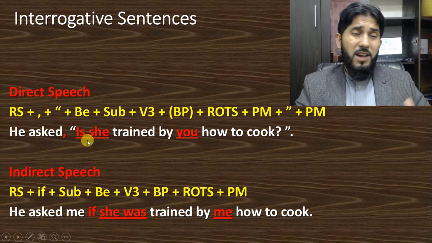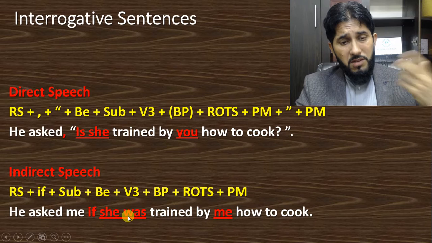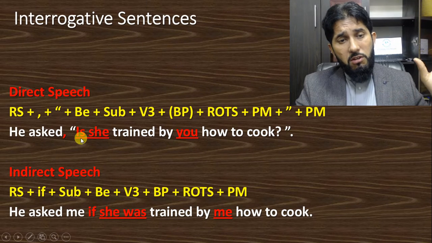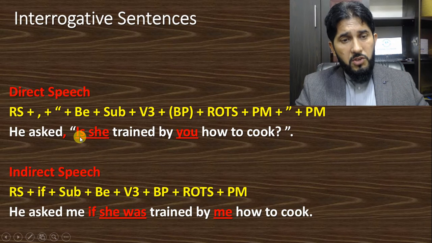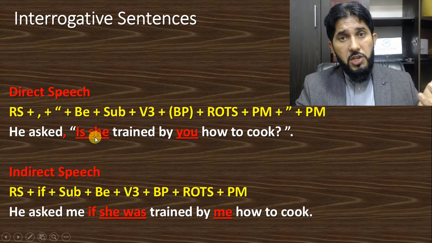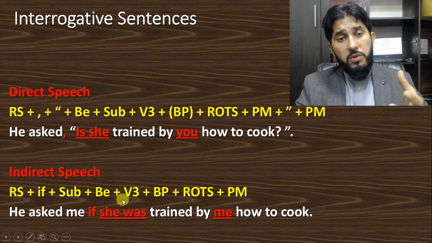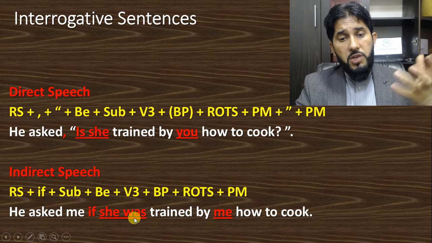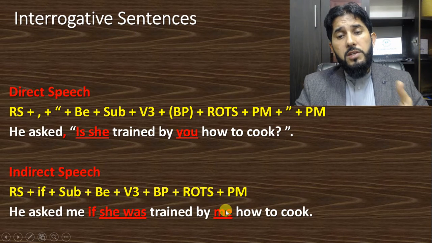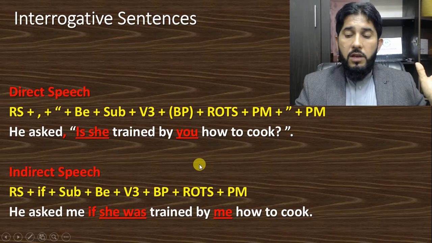And you can see the other changes, like is she is changed to if she was. First of all, there's inversion: the positions of the helping verb and the subject are changed. Here the helping verb comes first and then she, is she. But here, the subject she comes first and then the to be verb. Plus the to be verb is changed to its second form, so she was. And then you is changed to me. So these are the changes that you needed to bring in this sentence.